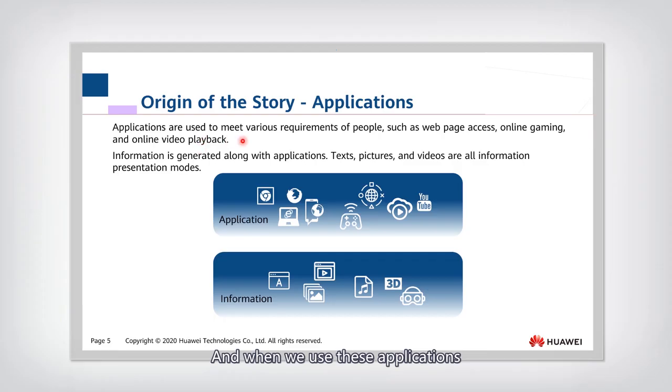And when we use these applications, actually there is information generated. For example, if we access the web browser, we need to transmit some message and receive some HTML file. And if we use the online game, we need to transmit some command to the server. If we watch the online video, actually there are videos downloaded from the server. So all these text, pictures, and videos are all information representation modes.